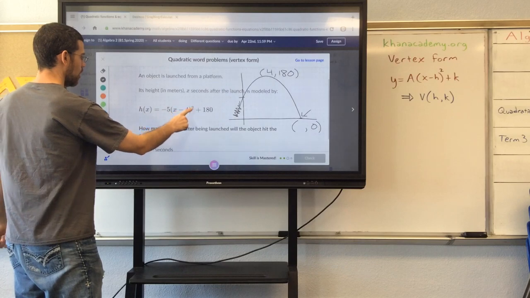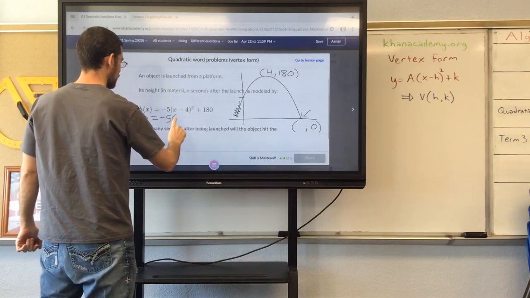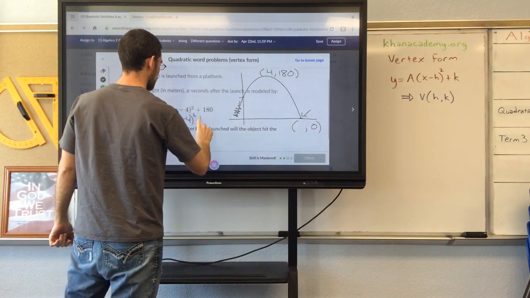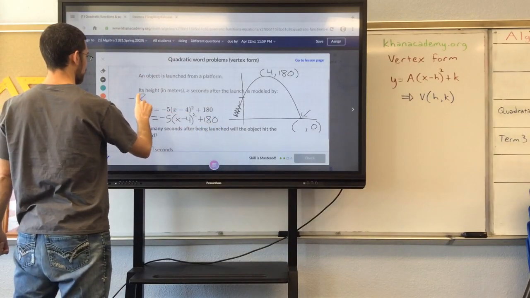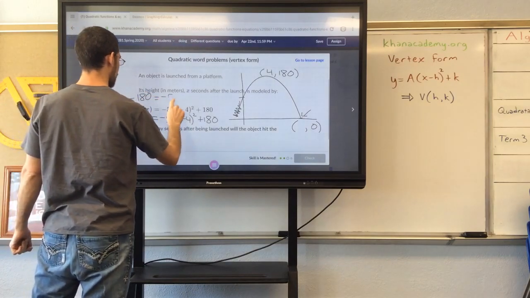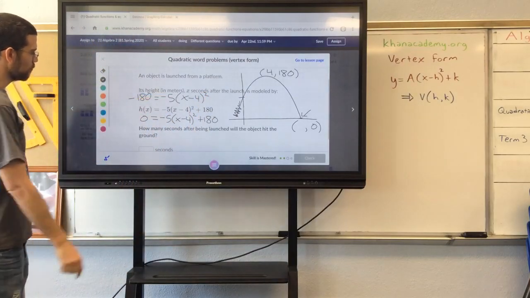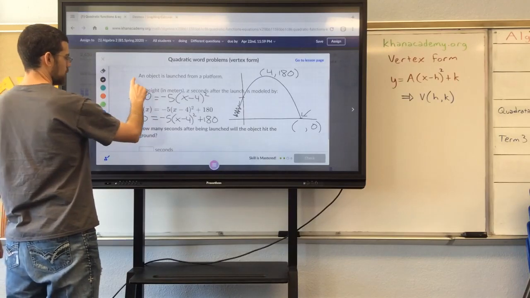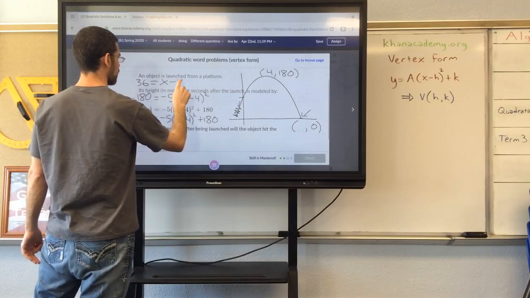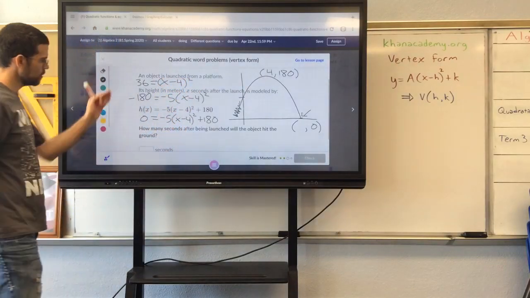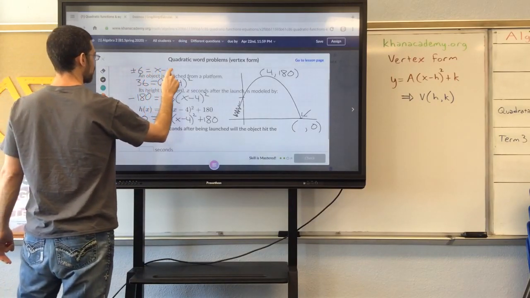So we have 0 equals all of this stuff, -5 times x minus 4 squared plus 180. So we'll subtract 180 from both sides, get -180 equals -5 times x minus 4 squared. Divide both sides by -5, and that gives us, let's see, 36 equals x minus 4 squared. If we take the square root, we get plus or minus 6 equals x minus 4.